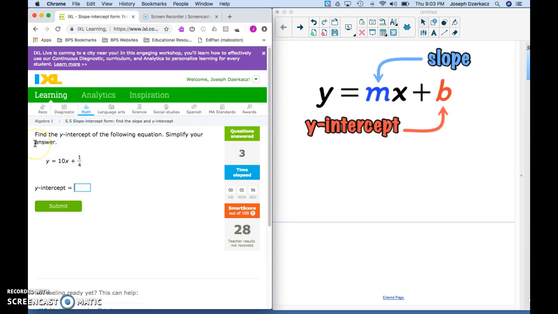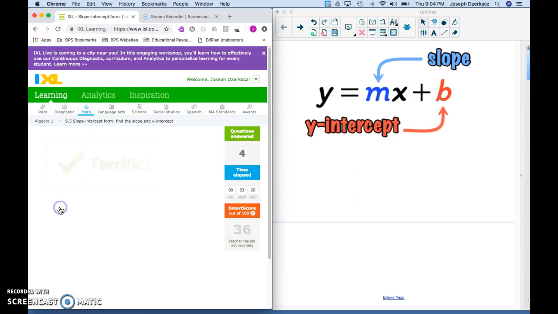All right, I want one with a y-intercept. Aha! Find the y-intercept of the following equation. So y equals 10x plus 1/4. So the y-intercept comes last. There's no x next to the y-intercept. So in this case, it would be 1/4. The slope is 10, but this is asking for the y-intercept.